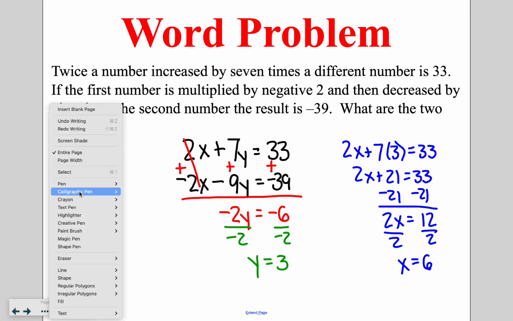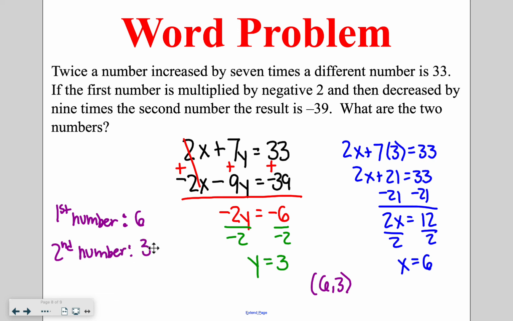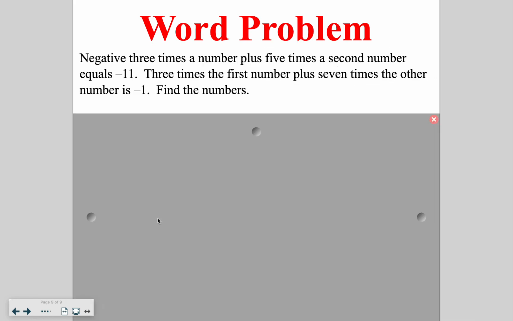So that means for our final answer here, our point of intersection is at (6, 3). Within the context of this problem, I would say the first number, since we want to be specific in a word problem, is 6, and the second number is 3. So we want to specify which number is which. Go ahead and try this one on your own.